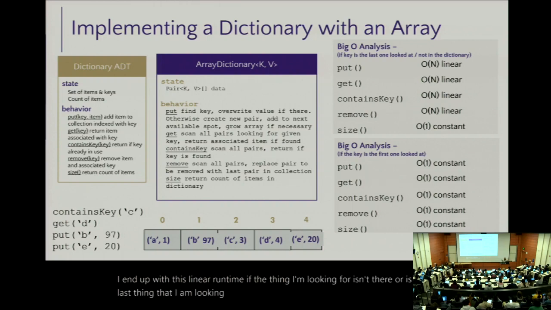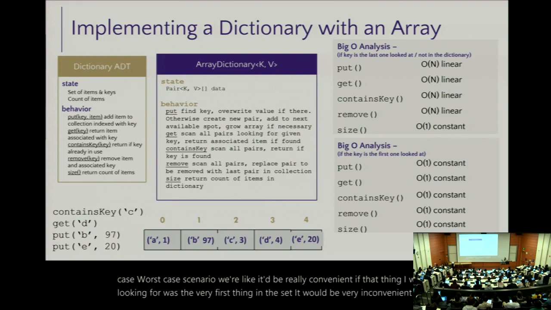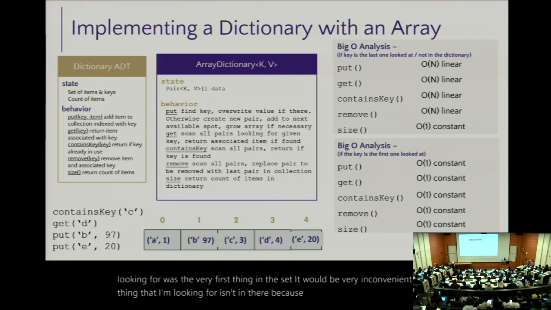And again, we get this situation of best case, worst case scenario. It would be really convenient if that thing I was looking for was the very first thing in the set. It would be very inconvenient if the thing I'm looking for isn't in there, because I would have to look at every single thing in order to confirm it's not in there. And that's where we get that linear runtime for the worst case, constant for the best case.